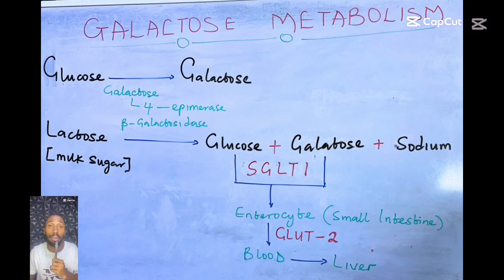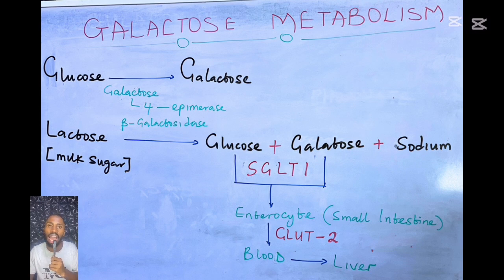The first thing we'll be talking about is what is galactose. Galactose is an epimer of glucose through epimerization. So when you epimerize glucose, you get galactose. Galactose and glucose are gotten from lactose, which is milk sugar. When you use beta-galactosidase to catalyze lactose, you get glucose and galactose.